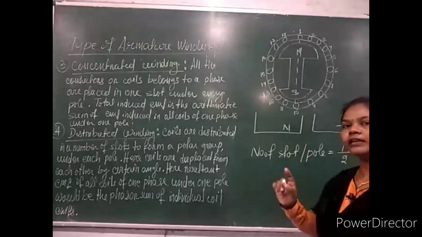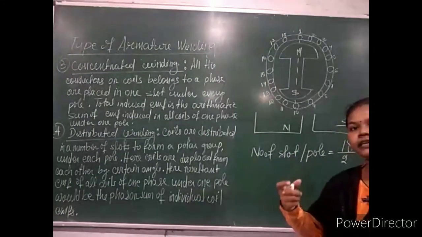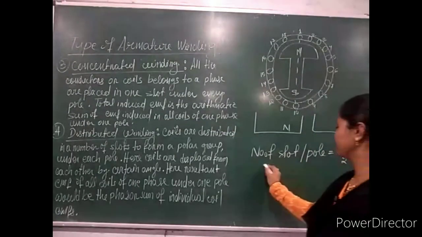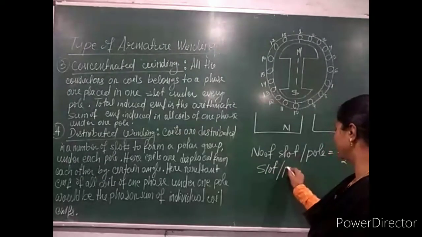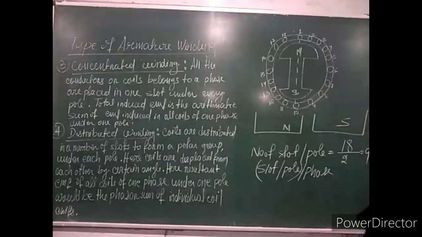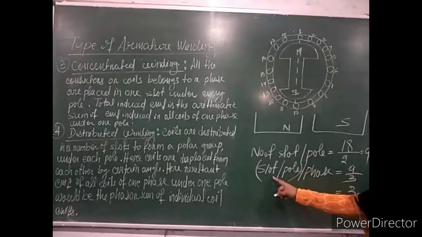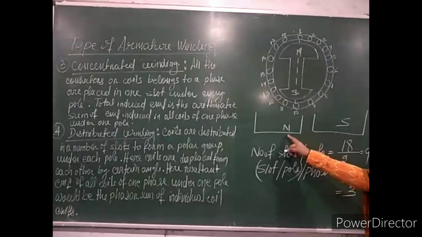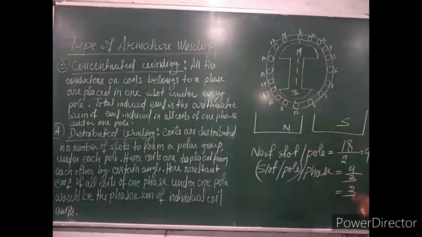Then how many slots come under each phase under each pole? So now I find the number of slots per pole per phase. You already got the number of slots per pole is 9. So per phase is 3. So now we are very clear that the number of slots per pole under each phase is 3. Now I draw slots for this pole.